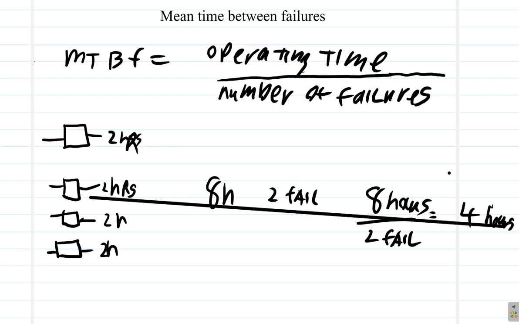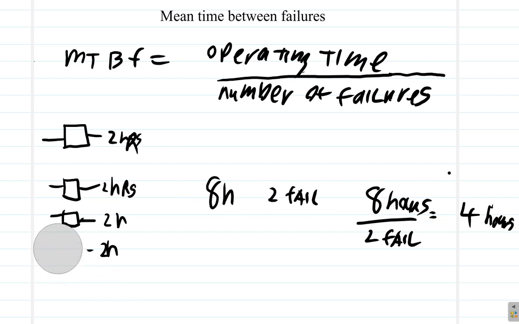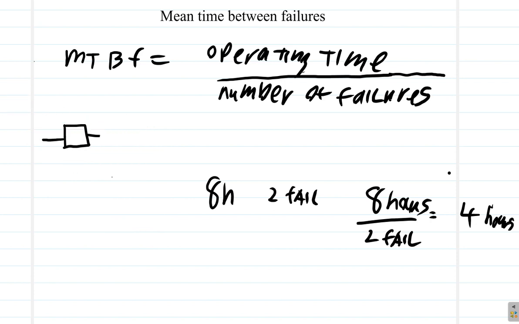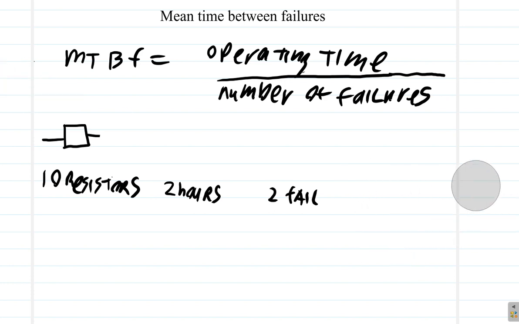Now, suppose you have another case where you have 10 resistors. You test 10 resistors and you test them for 2 hours. And 2 of them fail. Only 2 of them. Then you should have an improvement. You should have a greater time between failures. They should be more reliable now.